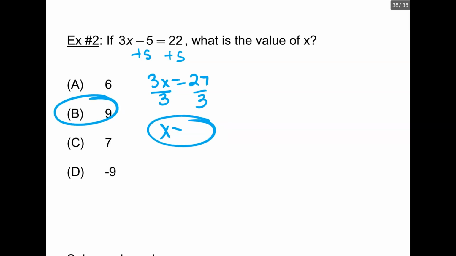Cool. So, you know, we're getting there. We're getting it. Solid algebra skills. And then the last two questions.